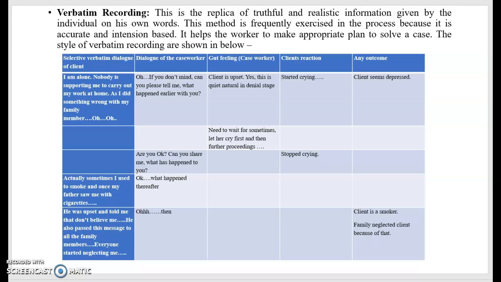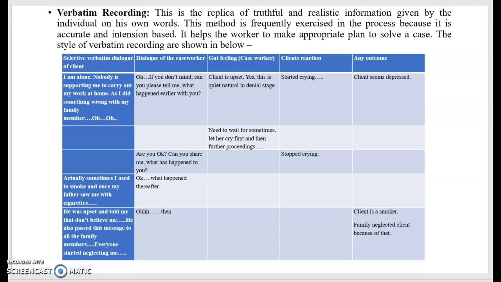Next is verbatim recording. This is the replica of truthful and realistic information given by the individual in his own words. This method is frequently exercised in the process because it is accurate and intention based. It helps the worker to make an appropriate plan to solve a case. The style of verbatim recording is shown below.